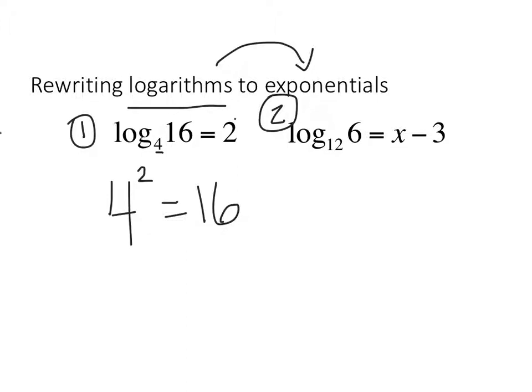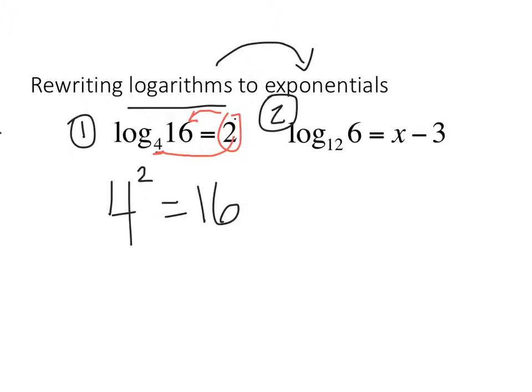Another kind of easy way to remember it is we can follow this path. It starts at 4. They equal the exponent, so I picked up that 2, and then it ended up ending at 16. So it follows the order of how I wrote it. Now let's try the next one.